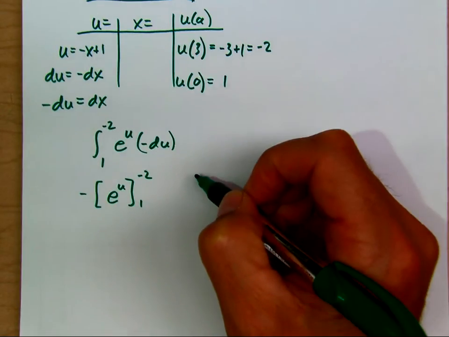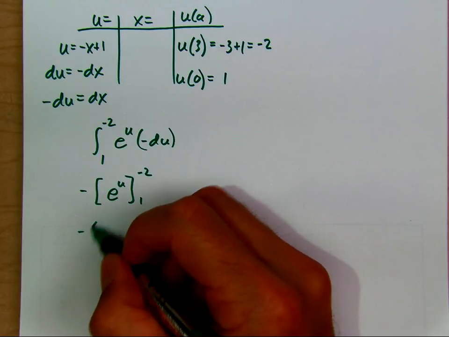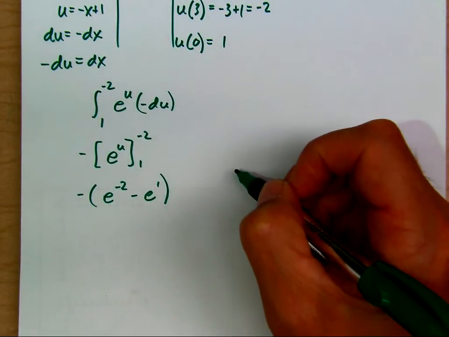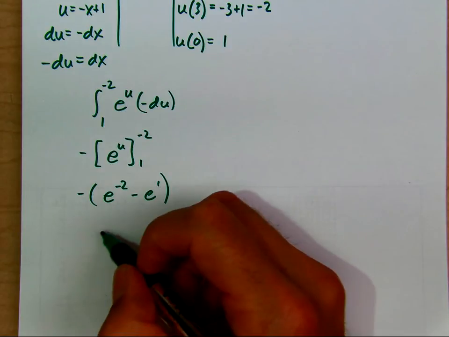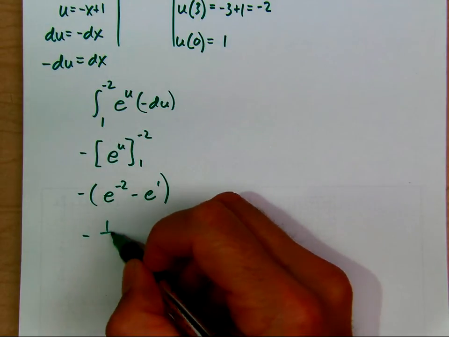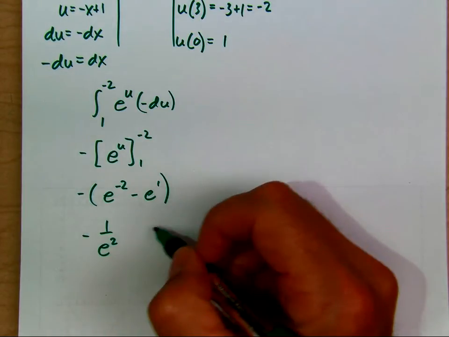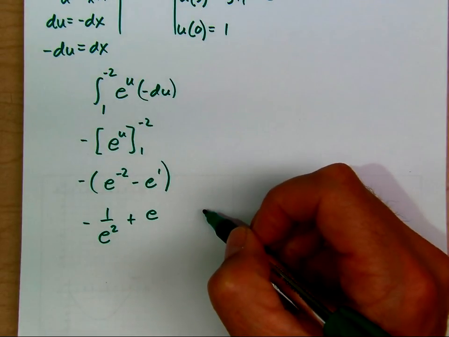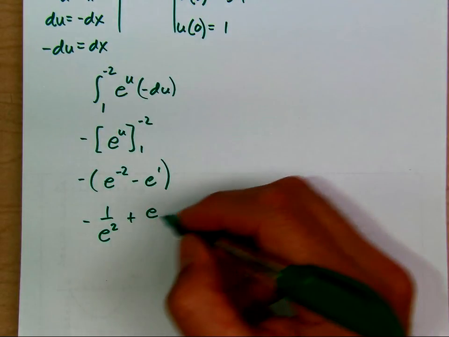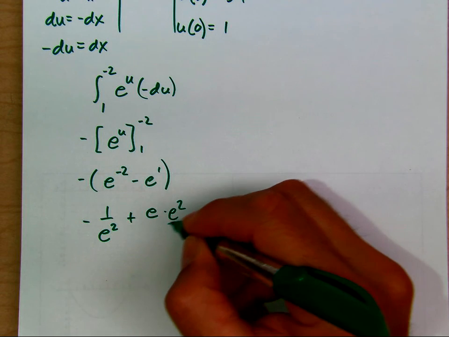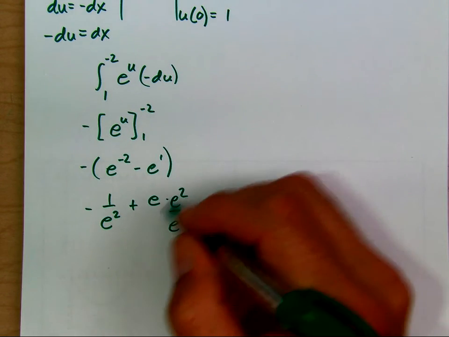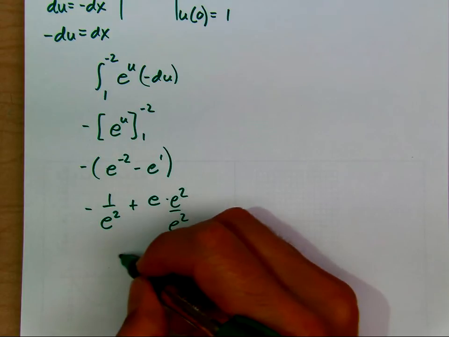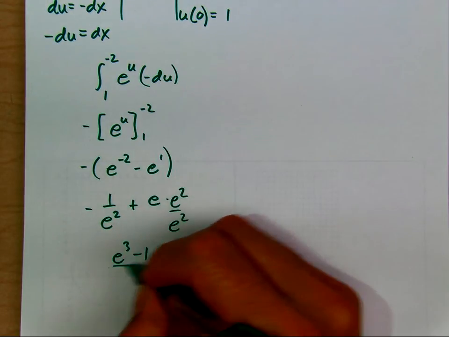Then we substitute. We have negative 1 over e squared, because we have a negative exponent, plus e. To combine these, we could multiply this by e squared over e squared, and we'll have e cubed minus 1 over e squared.